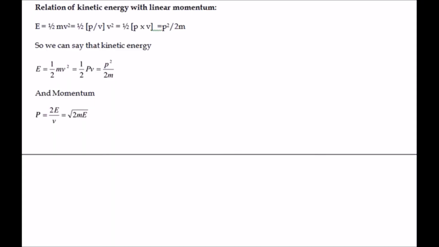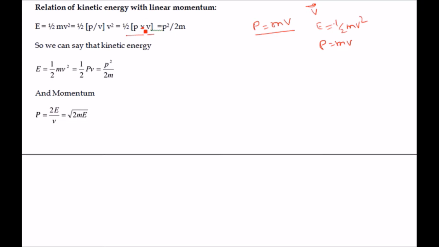We will try to derive the relationship between kinetic energy and linear momentum. If E is the kinetic energy, then E is equal to half mv square, and we know that the momentum is given by m into v. If a particle is moving with a velocity v, then its energy is half mv square and its momentum is mv. If I put the value of m in this, we get the energy in terms of momentum and velocity: energy will be half p divided by v into v square, which is equal to half p into v.